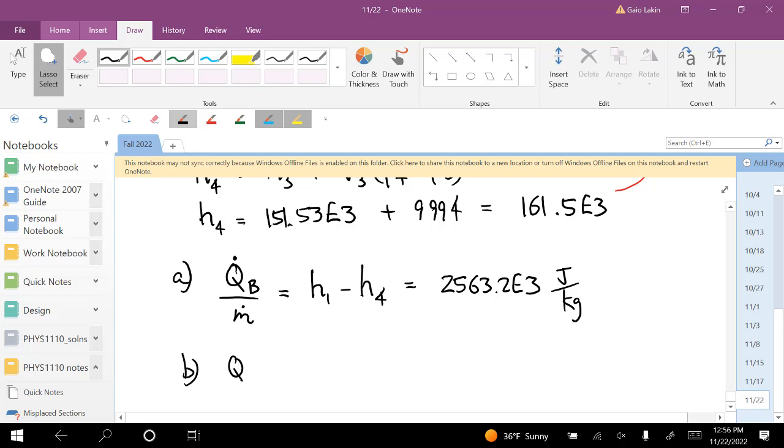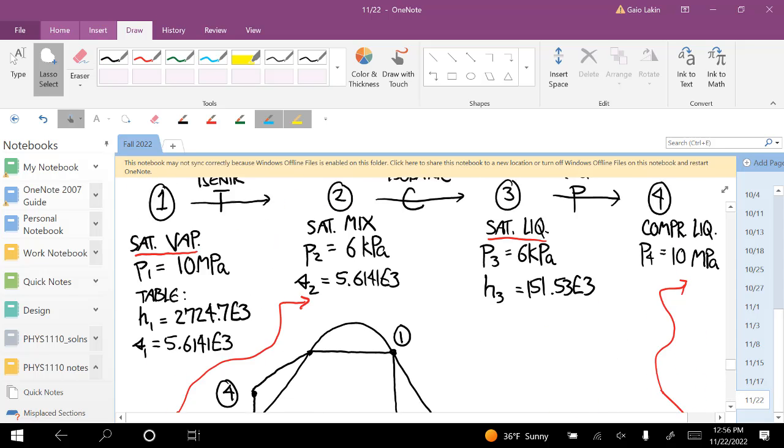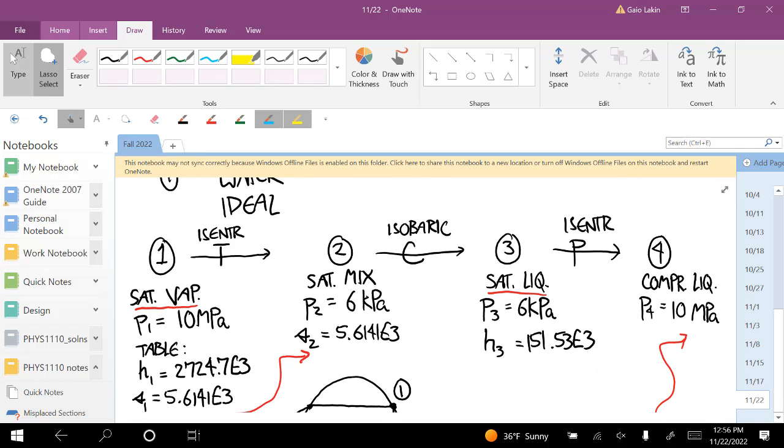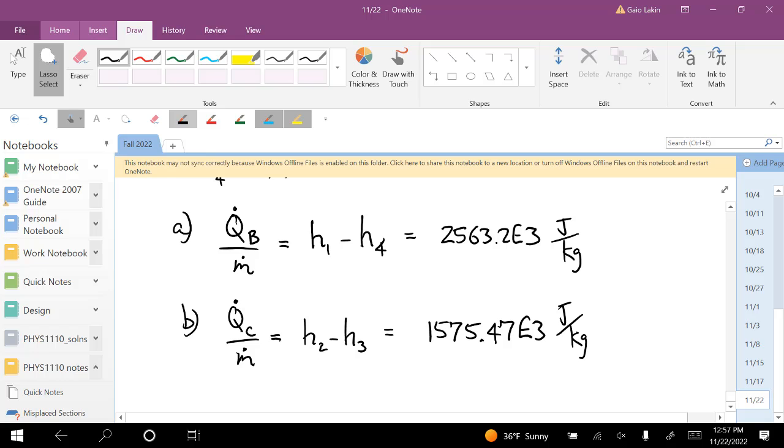Then B, now we're trying to find Q dot of the condenser divided by M dot. The condenser is from state 2 to state 3. So this is going to be H2 minus H3. Plug in those values and you get 1575.47 times 10 to the third joules per kilogram.